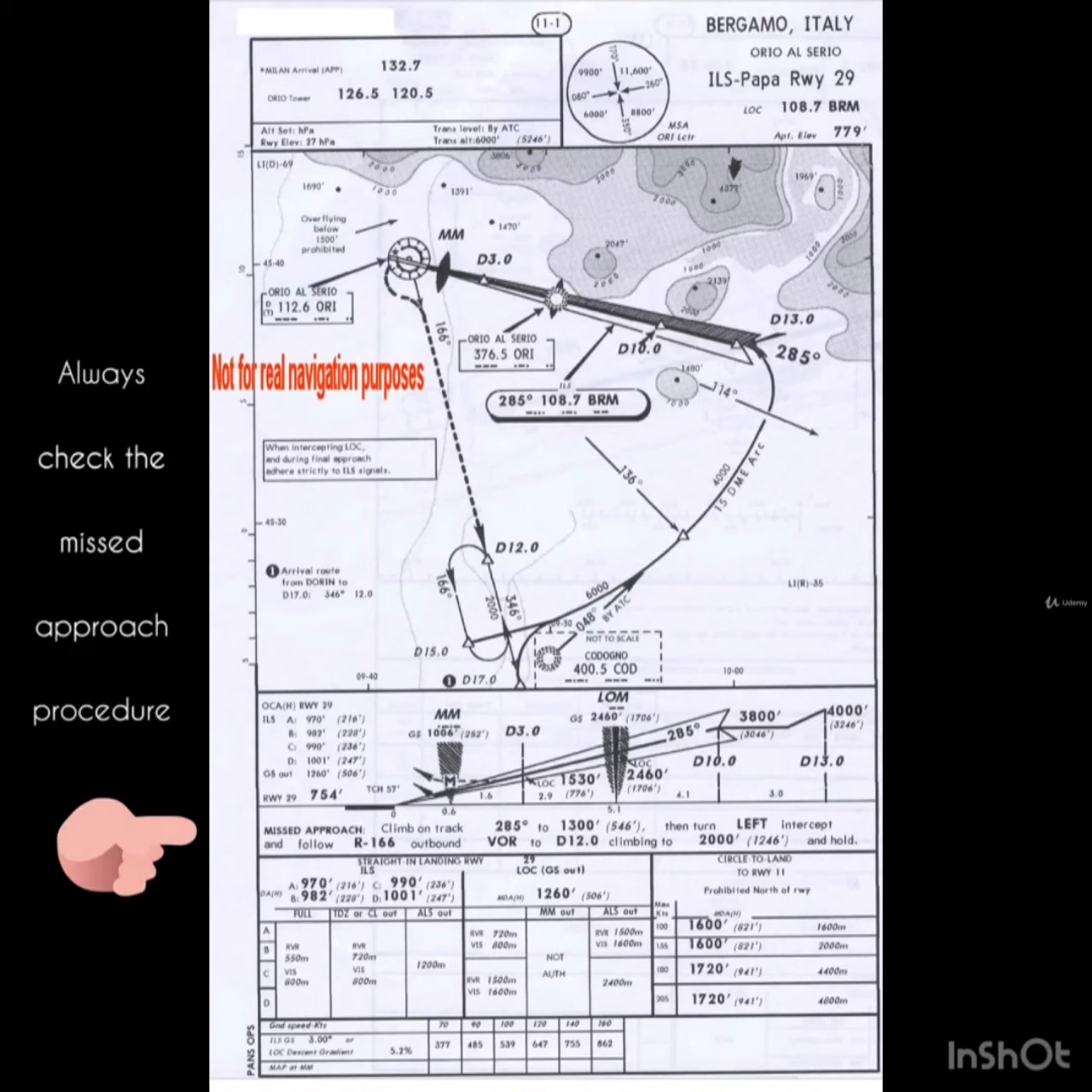In case of missed approach, climb on track 285 degrees until 1,300 feet or 446 feet above ground level. Then turn left, intercept and follow radial 166 outbound VOR to 12 nautical miles DME. Then climb 2,000 feet and hold.